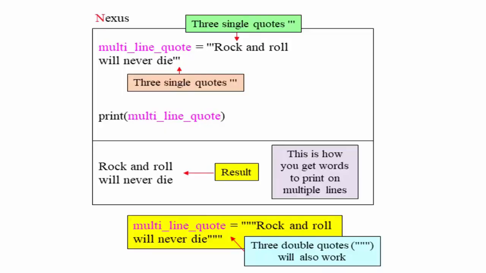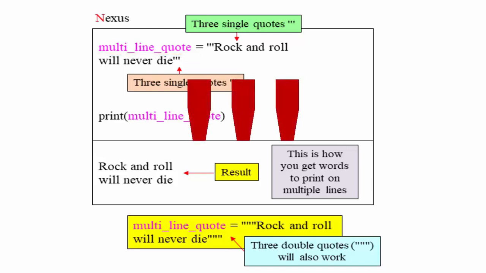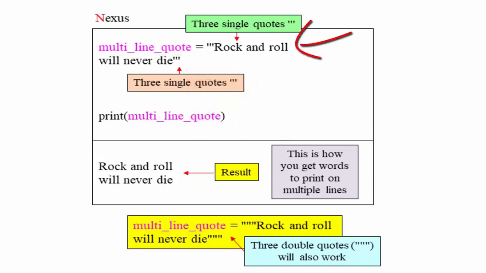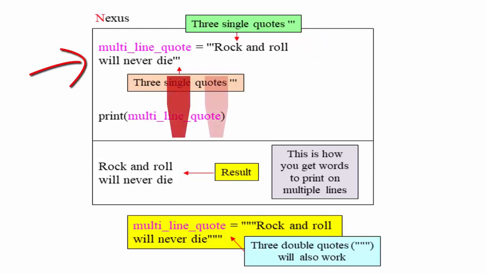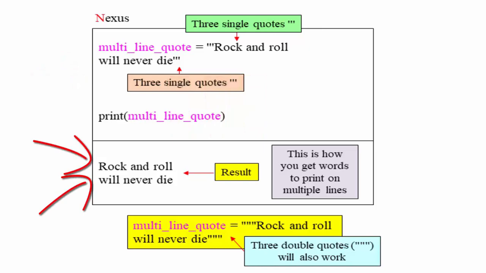Sometimes you're going to want to print things on one line, but there are other times you're going to want to print things on multiple lines, and you're going to tell Python how to do that. I'm going to come up with a variable called multi-line quote, and then I'm going to say equal, and I want to have 3 single quotes. Rock and roll. Go to the next line. We'll never die. Single quote, single quote, single quote, and this is going to print things out on 2 lines.